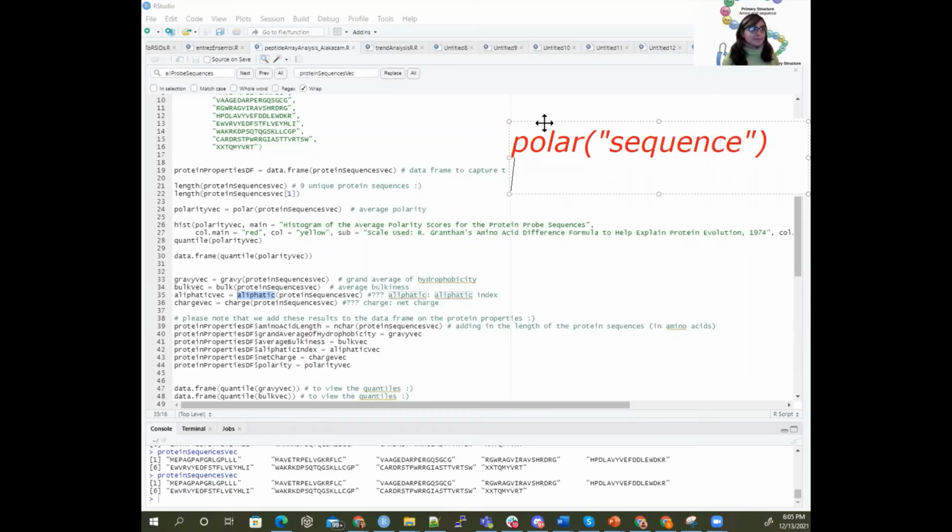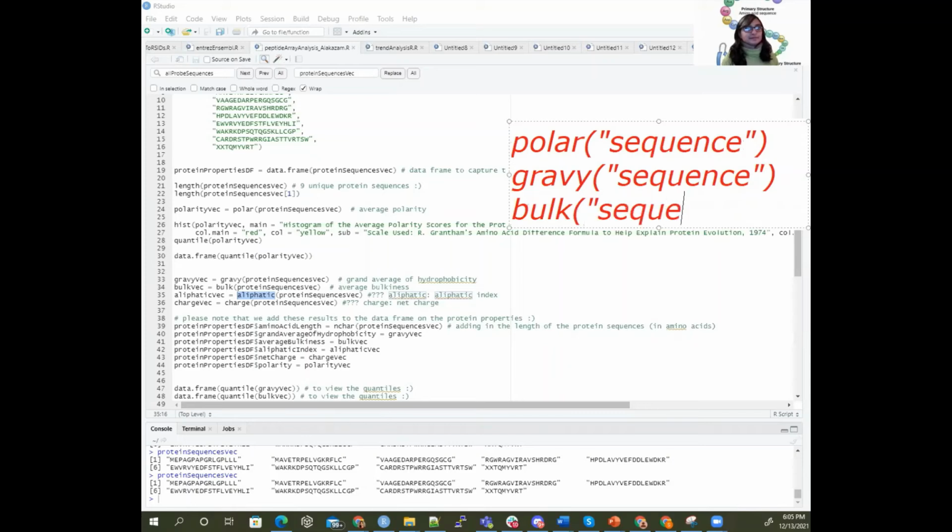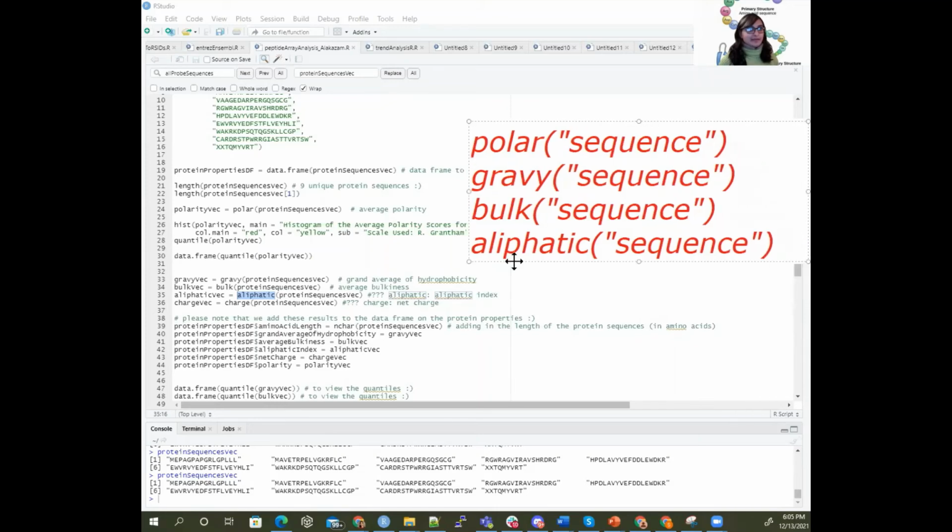We have polar, we have gravy, the same thing again, I'll just put it in quotes. We have bulk. We have aliphatic. And then we also have charge. So these were the functions that we talked about.